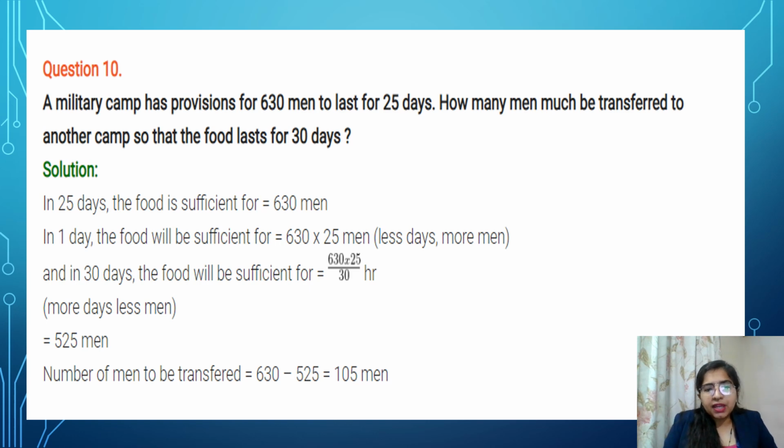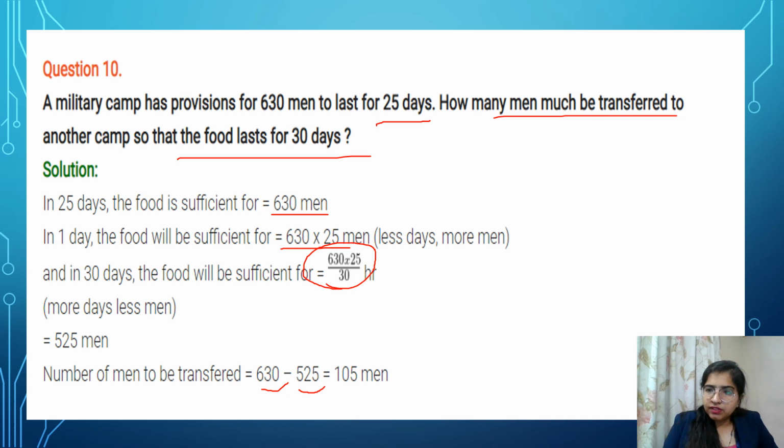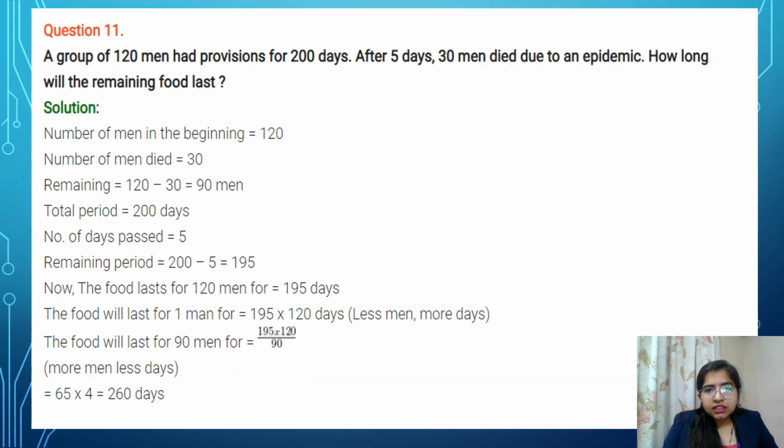Same, a military camp has provision for 630 men to last for 25 days. How many men must be transferred to another camp so that the food lasts for 30 days? In 25 days, the food is sufficient for 630 men. In one day, 630 into 25. In 30 days, you have to multiply. But they are saying that you have to shift, right? So the number of men to be transferred is 630 minus 525. Simple. Clear?